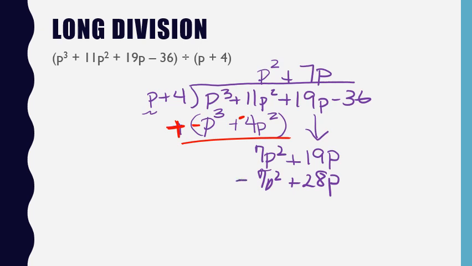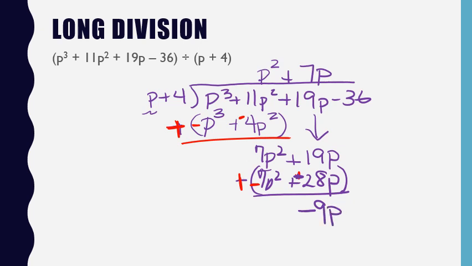I'm going to then subtract. Again, definition of subtraction is adding the opposite. So make that addition, make these the opposites. I think some of your teachers have used copy, change, change, KCO, any of those kind of things, but this applies even with binomials. So 7p squared plus negative 7p squared is 0. 19p plus a negative 28p is negative 9p.